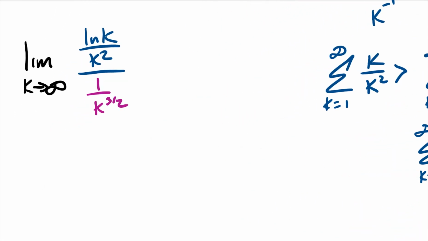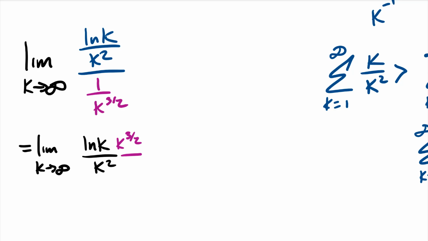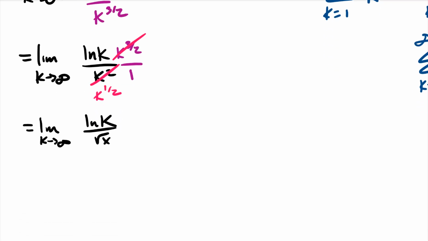So we do a little bit of work. We flip this over. So we get our ln of k over k squared, and then we flip this over, and the k to the 3/2 power pops up top, and we get our 1. So of course we can clean this up, and this becomes k to the 1/2 power. So what do we have? This is the limit as k goes to infinity of ln of k over the square root of k. K, not x. I'm just making it look more like an x.